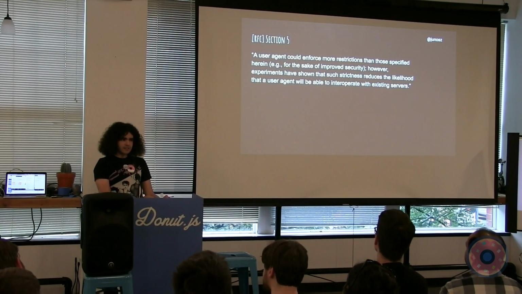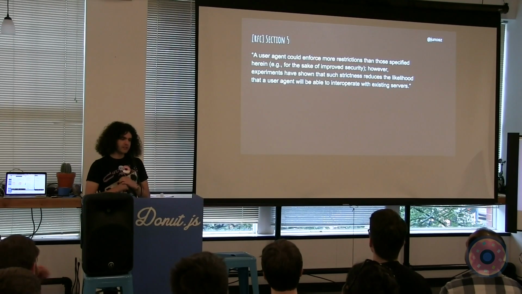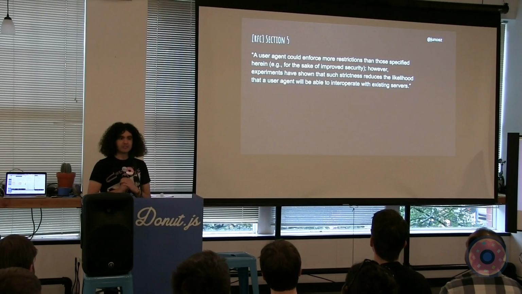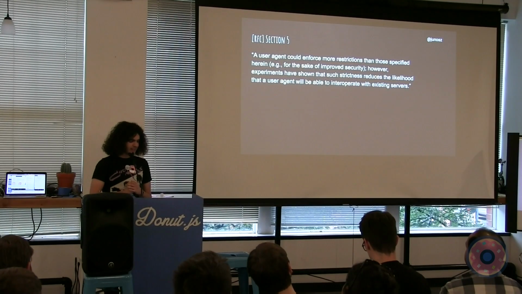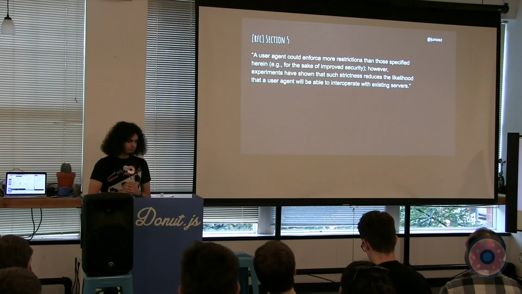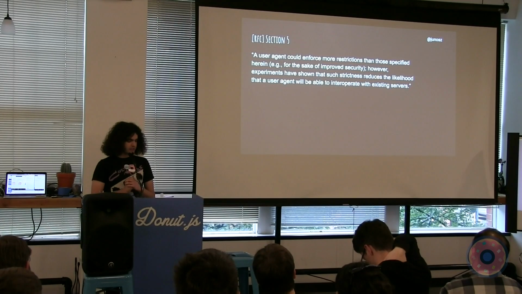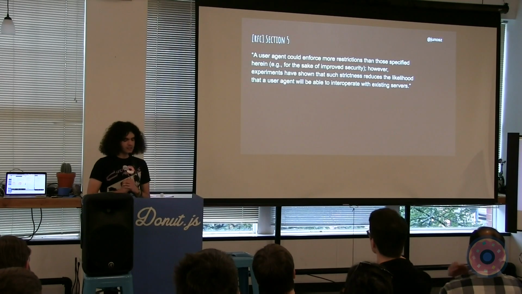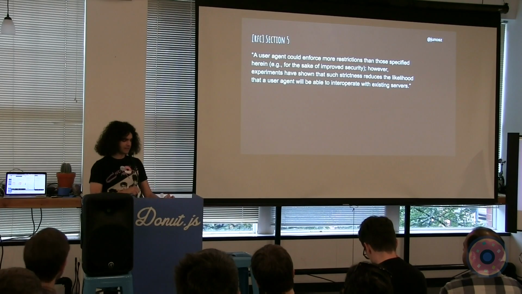It also includes this sort of innocent-looking Section 5, which gives browsers quite a bit of leeway in terms of what they actually do with the cookies. It says a user agent, that's a web browser, could enforce more restrictions than those specified herein, for example, for the sake of improved security. However, experiments have shown that such strictness reduces the likelihood that a user agent will be able to interoperate with existing servers. In other words, if browsers try changing things, they're probably going to break things.